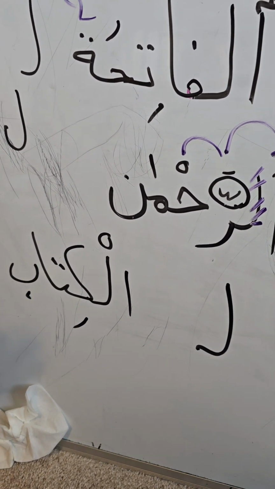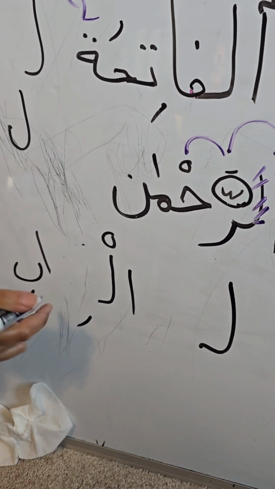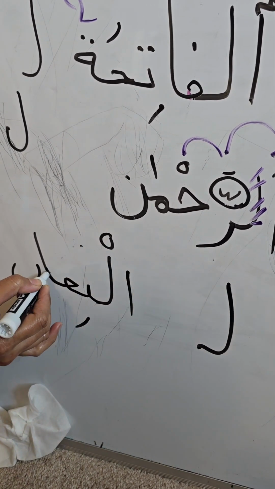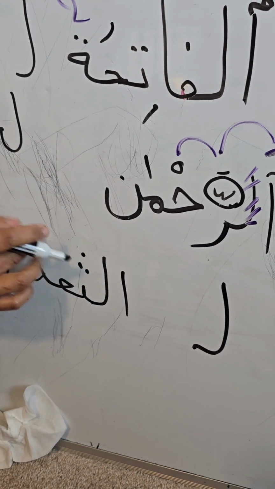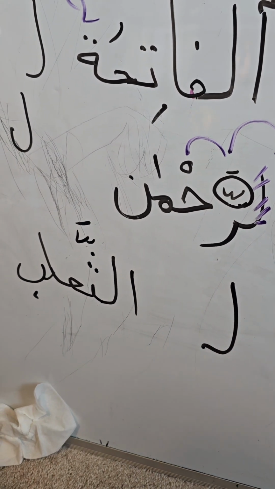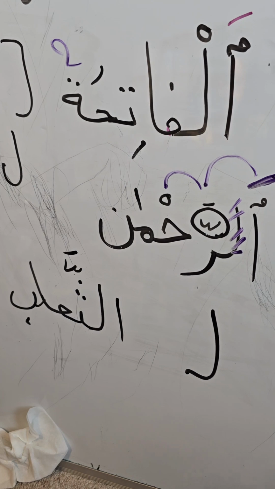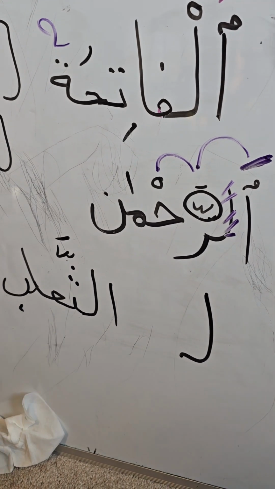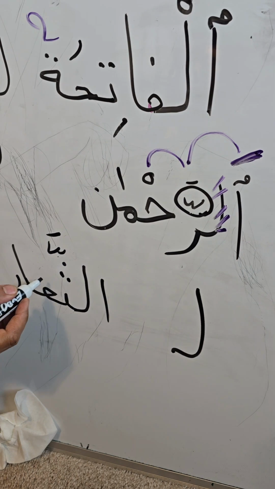Now, let's pretend I'm going to change this letter. Which type is this? Moon or sun? Sun. Ahsanti. That's sun. Wow. How do you know that's sun? Because there's nothing on the lam. Nothing on the lam. Now, can you tell me how you're going to read it?